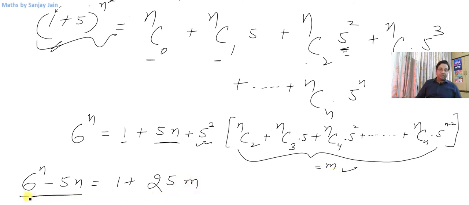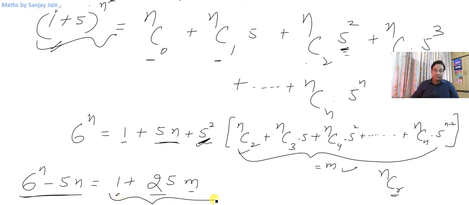So this expression, 6 raised to power n minus 5n, is equal to 25m plus 1, right? m is an integer. Why? Because if you see, these are all integers. nCr is an integer. It is the number of ways of choosing r things out of n different things. So this is going to be integral. It can, and it will be a positive integer. Okay, and this is 25 already, we know, and this is 1.